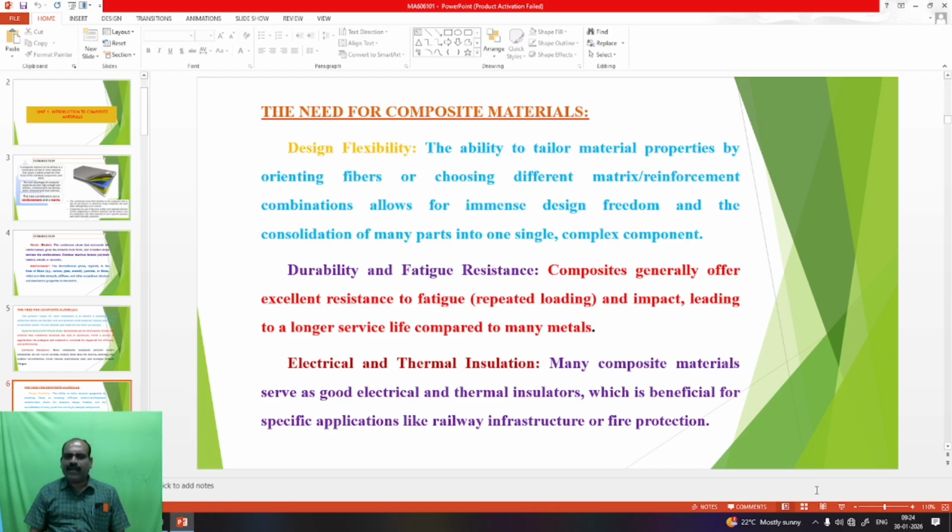And durability, fatigue resistance. Composite materials generally offer excellent resistance to fatigue, that means repeated loading, and impact, that means sudden loading, leading to a longer service life compared to many metals. And composite materials have good electrical and thermal insulation, which is beneficial for specific applications like railway infrastructure or fire protection.